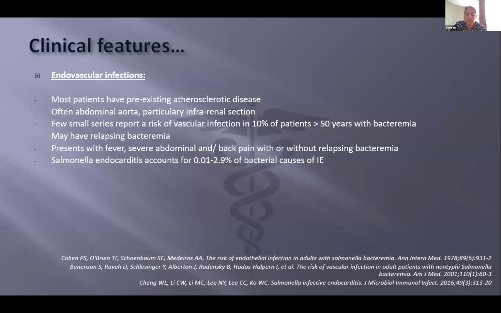When we look at endovascular infections, most patients have pre-existing atherosclerotic disease. It's often the abdominal aorta, particularly the infrarenal section. And it's really based on a few case series with small numbers of patients that report that in patients who are over the age of 50 with pre-existing atherosclerotic disease, the risk of developing endovascular infection is about 10%. So not a huge number, but definitely there are patients who do develop them. And this may also be a source of relapsing bacteremia. Often these patients present with fever, severe abdominal and back pain with or without relapsing bacteremia.